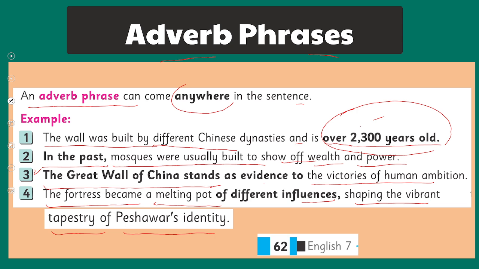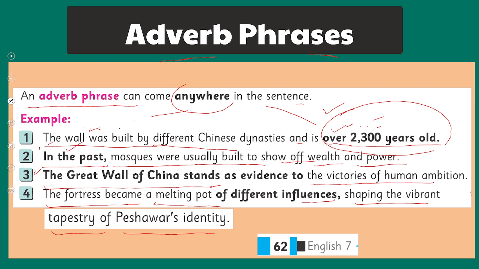Now, you can see that there is a preposition here and here as well. In the past, these are three words. Over 2300 years old, these are three words with a number. So this is telling us that the action of building the wall is over 2300 years old. So we can call it an adverb phrase.